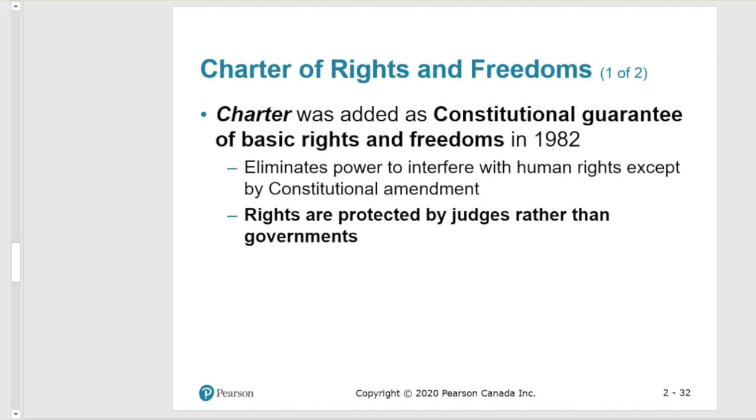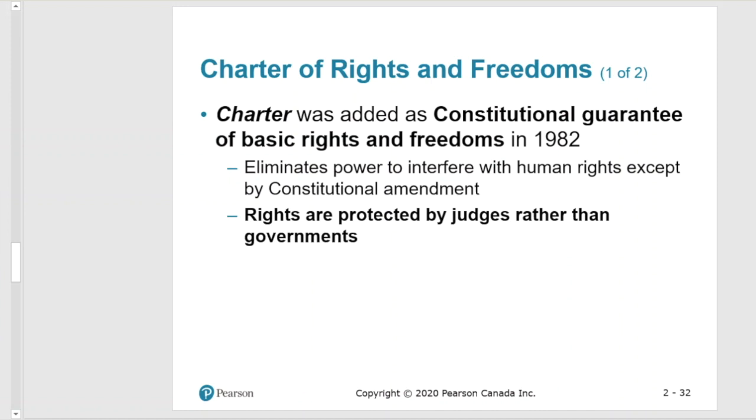So the first stream will be the Charter of Rights and Freedoms, the one that came into existence in Canada with the Constitution Act of 1982. The Charter of Rights and Freedoms prescribes that our rights will be protected by judges, by the courts rather than the governments. And why? Well, because the charter is the law that we will rely on if the government abuses our rights.